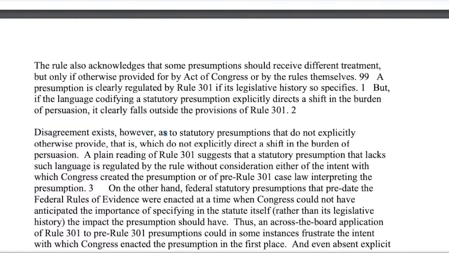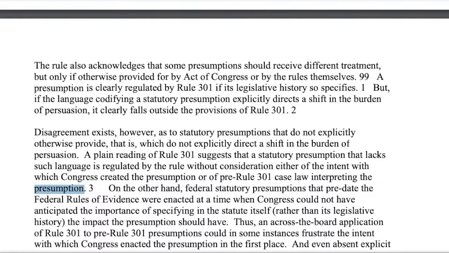Disagreement exists, however, as to statutory presumptions that do not explicitly otherwise provide, that is, which do not explicitly direct a shift in the burden of persuasion. A plain reading of Rule 301 suggests that a statutory presumption that lacks such language is regulated by the rule without consideration either of the intent with which Congress created the presumption or of pre-Rule 301 case law interpreting the presumption.